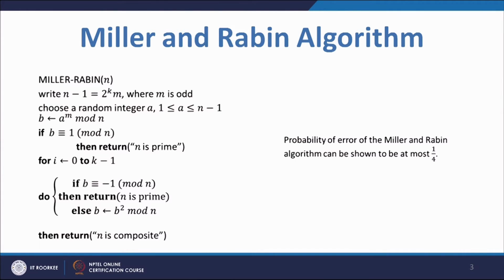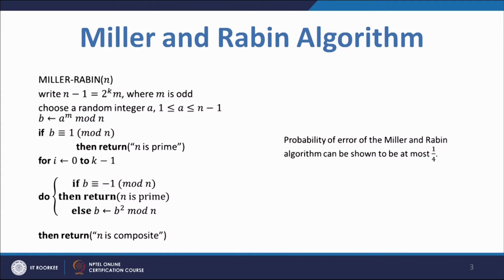Now, I choose at random an a between 1 and n minus 1, and after that I raise a to the power m mod n and store it in b. Now, I check whether b is 1 mod n. If it is 1 mod n, I say that n is prime. Well, I may be wrong, but I say that n is prime.